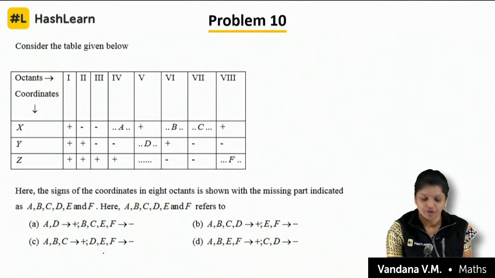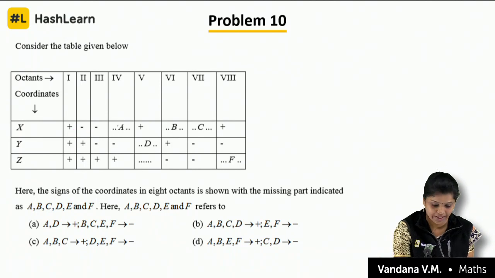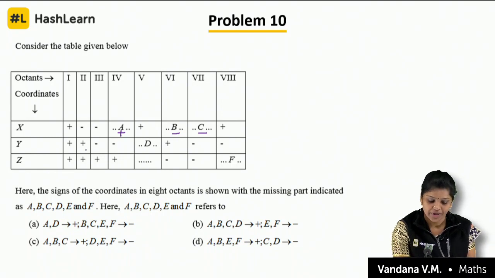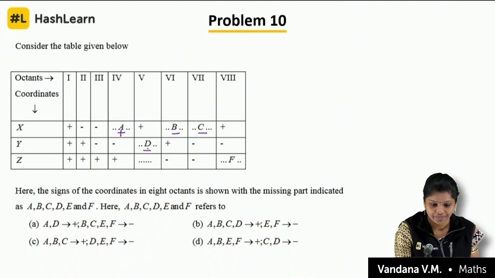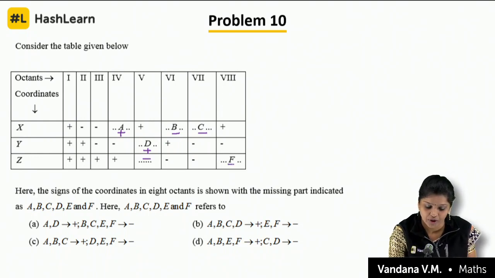Now I have to fill this. How will you fill? I told you, right? Octant, how are you going to fill? Plus, plus, minus, minus. So A is plus. Next, plus, plus, minus, minus. Next, this is minus, minus, all the 4 are minus.